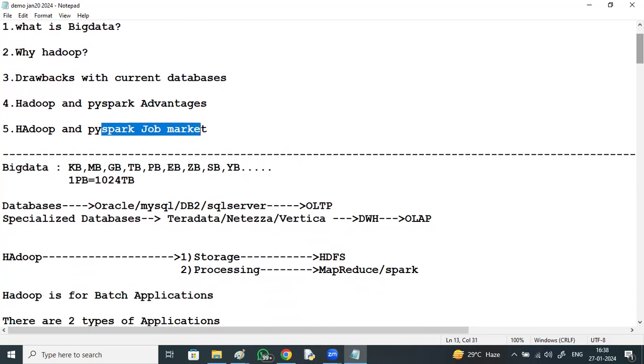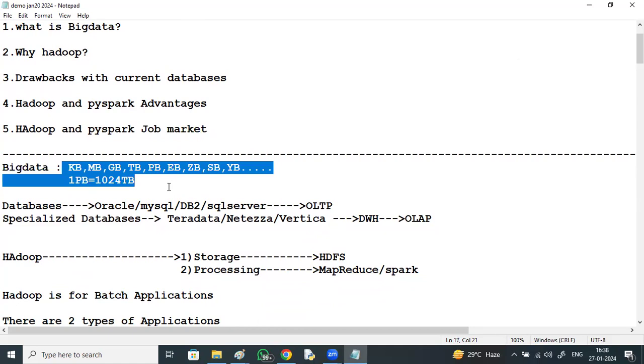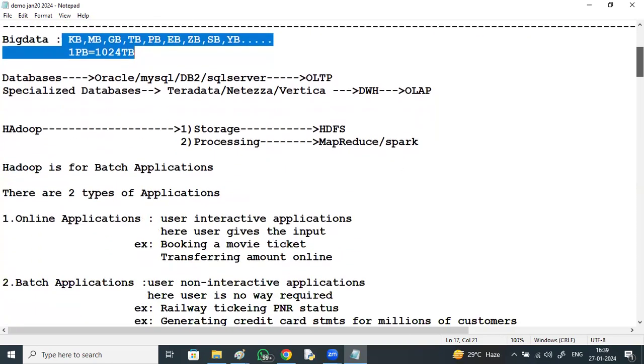So databases. We have got big data, like huge volumes of data. We have got databases like Oracle and MySQL performing OLTP operations, and specialized databases like Teradata and Netezza for performing OLAP operations. But they can handle data only up to some extent. For huge data, unlimited data storage and processing, we go for Hadoop, right?